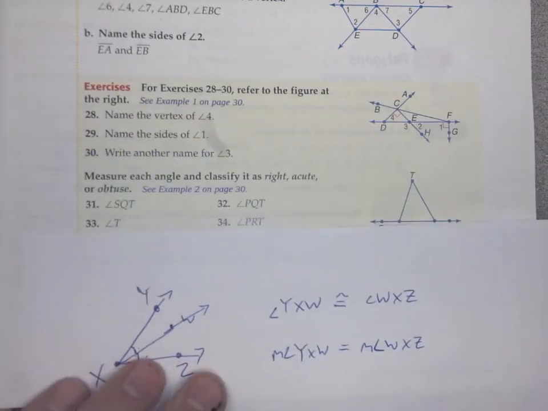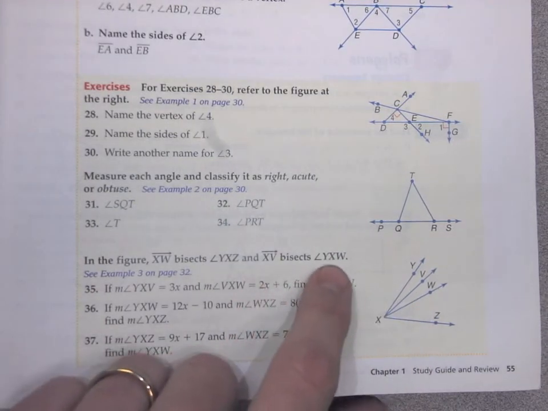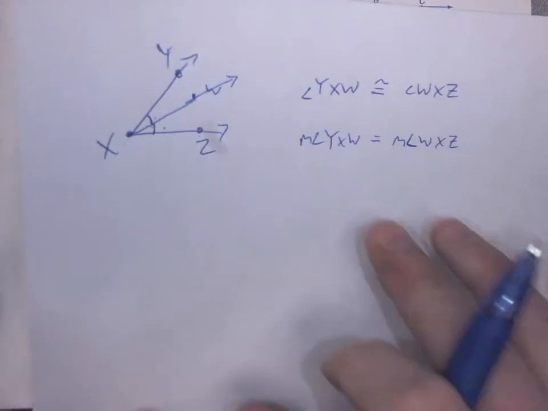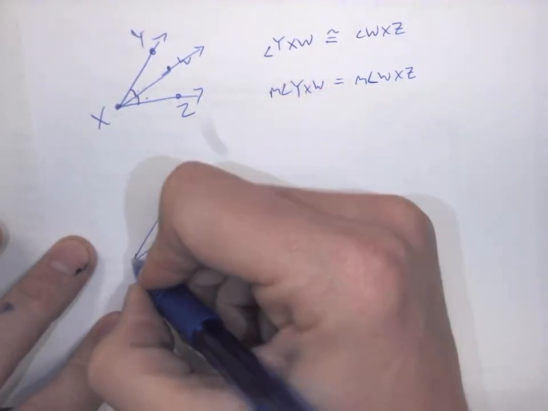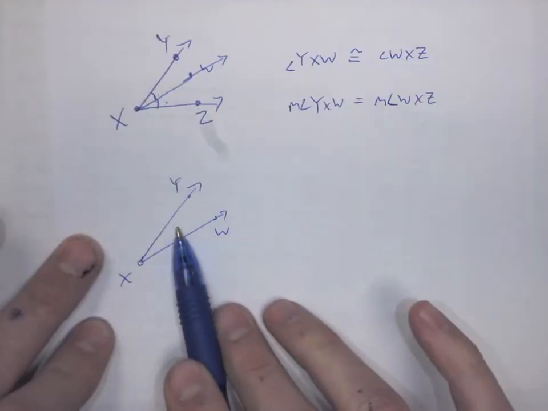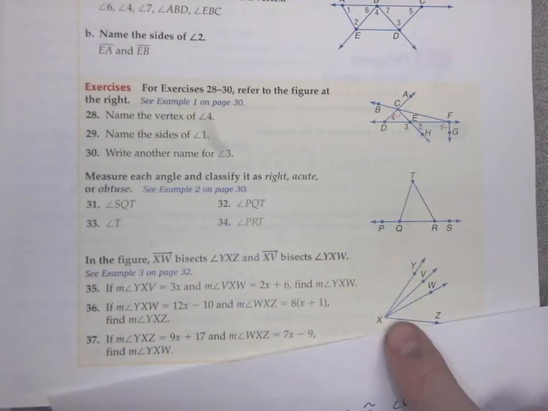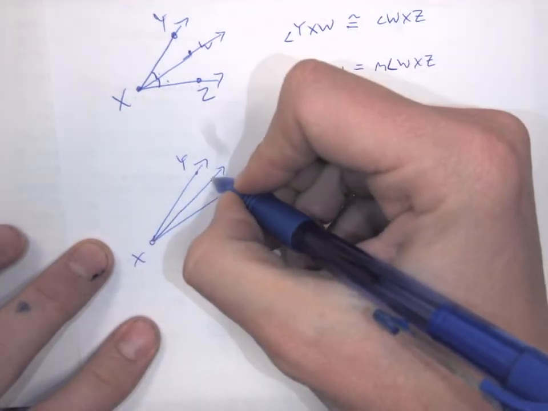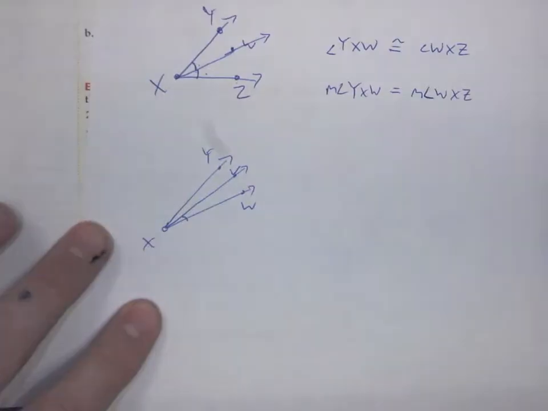Let's look at the rest of the information. It also says that XV bisects YXW. So I'm going to make another image here, a smaller one. I'm going to label this X, this Y, and this W. So this right here is just this section repeated. But inside of that, I'm going to draw that other ray XV. So there's XV. And again, I know that I have two congruent angles.